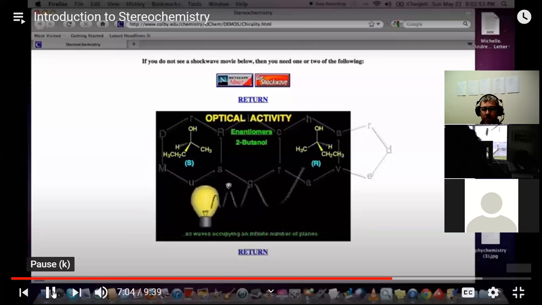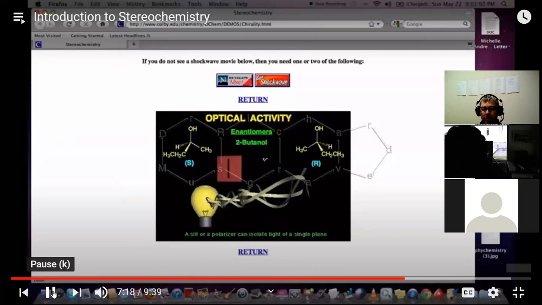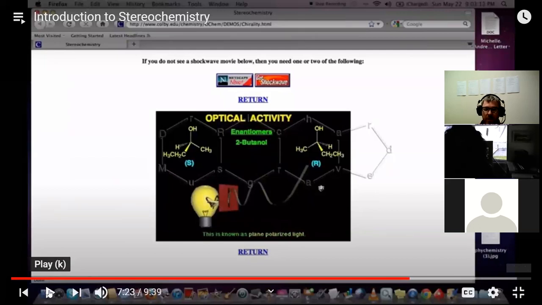So this is a typical light, and a typical light will have light that travels in all directions. You can see that here, an infinite number of planes. But if we put a slit in there, we can block out everything but one plane of light. So that's plane polarized light, when we block out all of the light except for one plane of it. This is plane polarized light that we're looking at here.